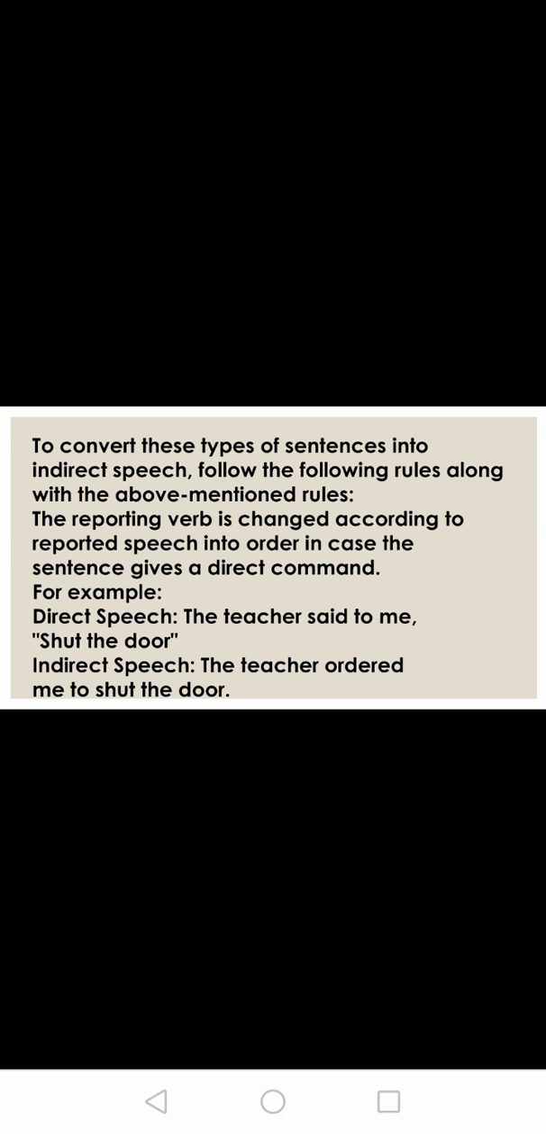The reporting verb is changed according to the reported speech. In case the sentence gives a direct command, for example, direct speech: The teacher said to me, shut the door. Now indirect speech: The teacher ordered me to shut the door. What is the teacher doing? The teacher is giving you an order. So, ordered me to shut the door.